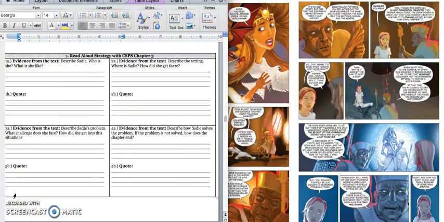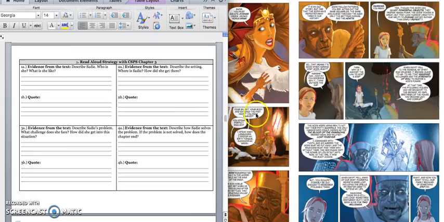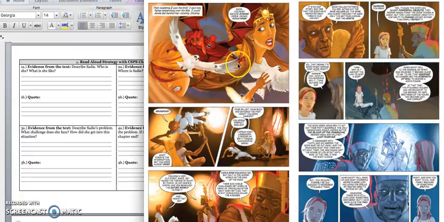All right, go ahead and turn the page, and we're going to use our CSPS strategy and focus on Sadie. And we are in the part in chapter 3 where Sadie is pulled out of the painting by Iskandar. All right, so we're in this middle box.